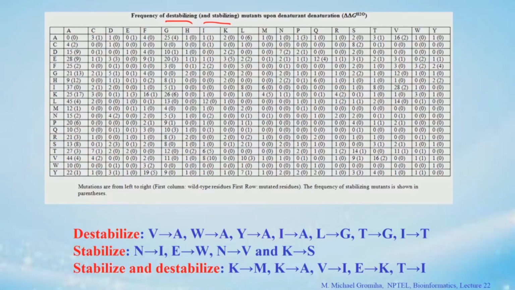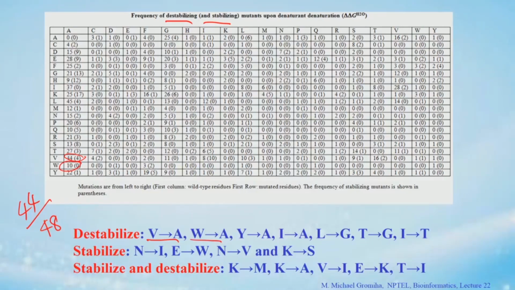For example, take valine to alanine. Where is valine to alanine? Here. Most of the mutants are destabilizing. Out of 48, 44 are destabilizing. That means more than 90%. Likewise, you can find other mutations which are mainly destabilizing, say W to alanine: totally 10 mutants and all 10 are destabilizing.